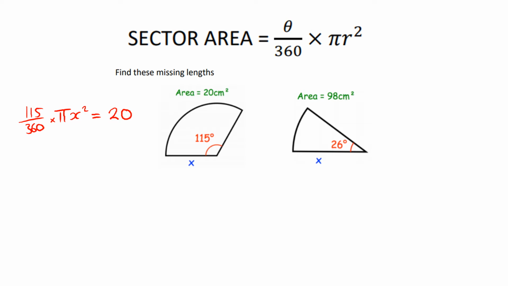So what do we do? How do we rearrange this? Well, I think the sensible approach, and you can do this in fewer steps if you want, but I'm going to multiply up by the 360 first. So I'm going to leave myself with 115 pi x squared on the left hand side, and if I times up by 360, I'll get, I think, 7,200. Then what would we do? Well, we divide across by the 115 pi.